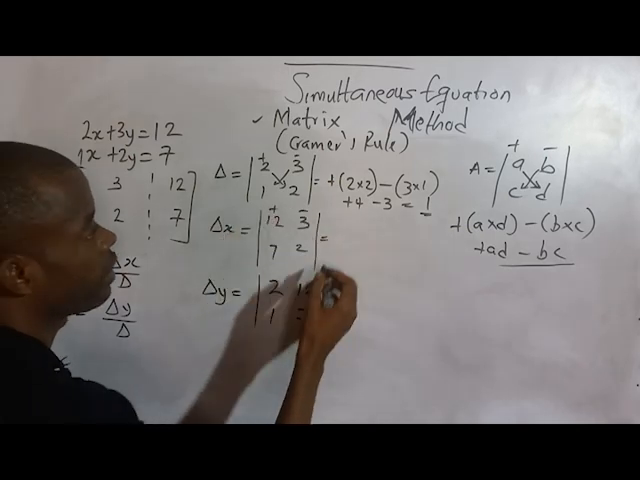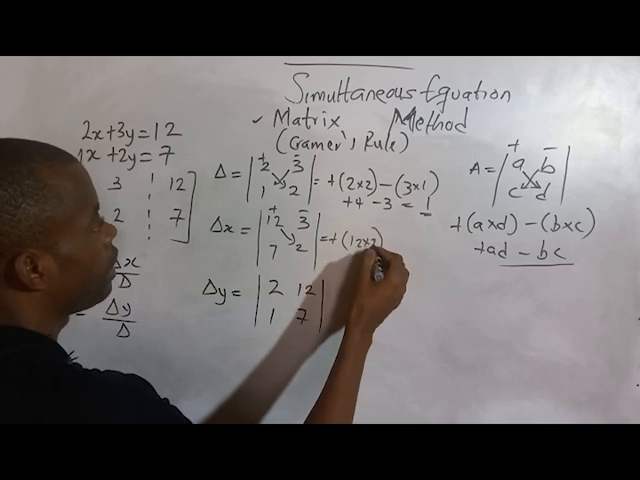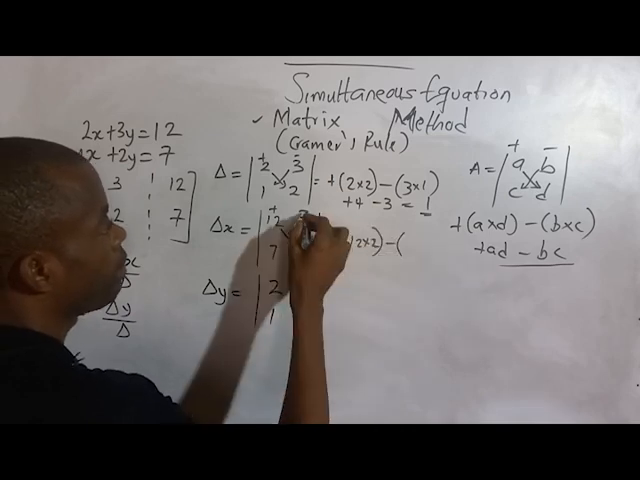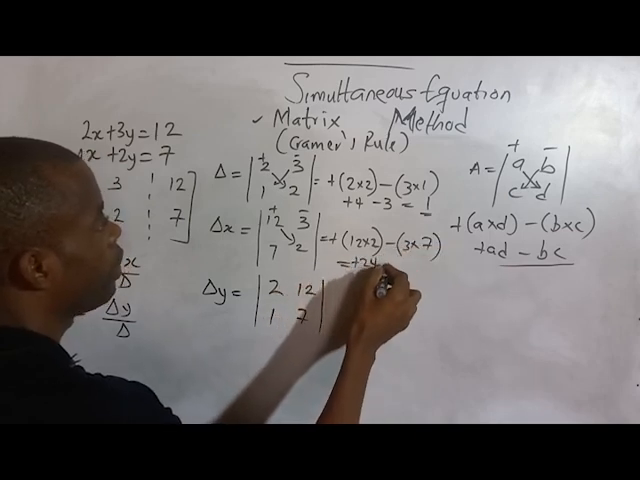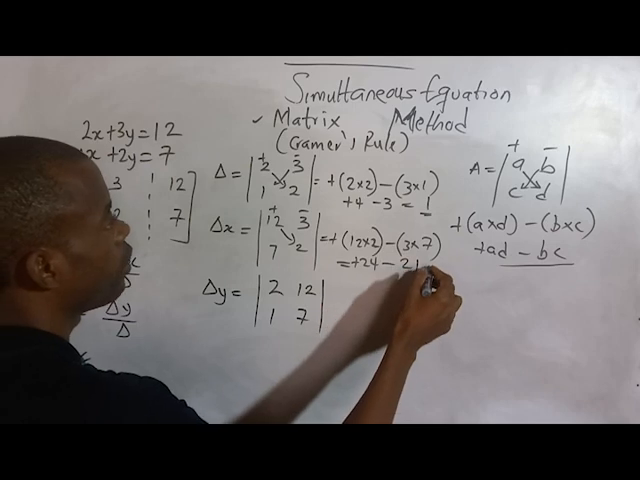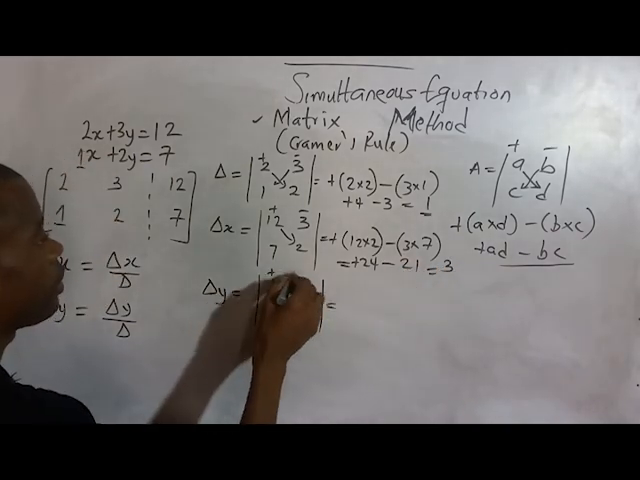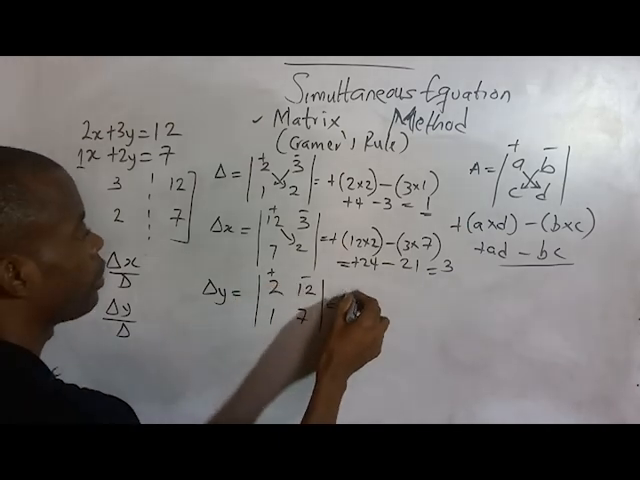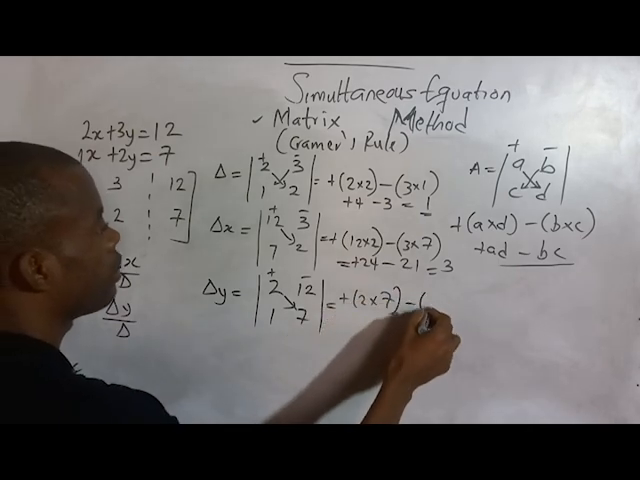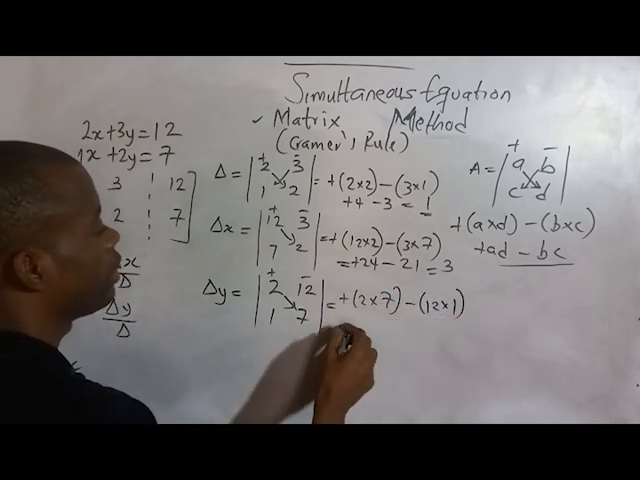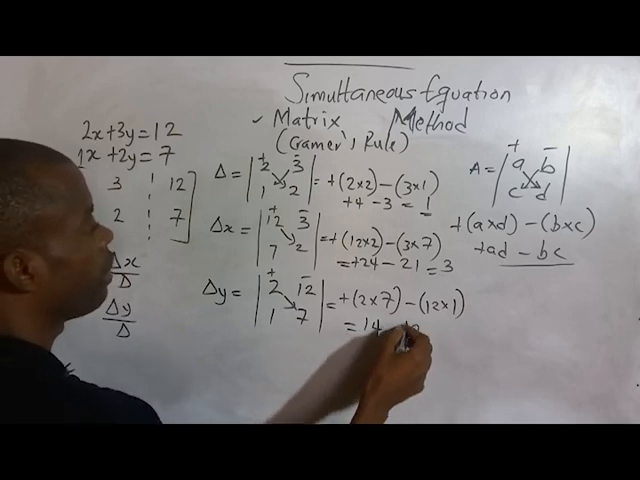We repeat the same thing here. We have plus, we have minus, we have plus 12 multiplied by 2, then subtracted from this, minus 3 multiplied by 7. So we have plus 24 minus 21, so that is 3. In this case also we repeat that plus then minus. We have plus 2 multiplied by 7, then minus 12 multiplied by 1. So we have 14 minus 12.